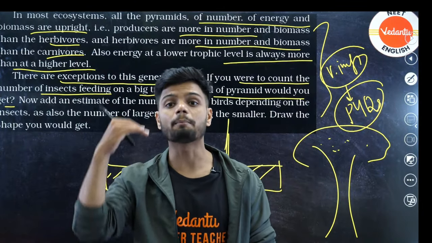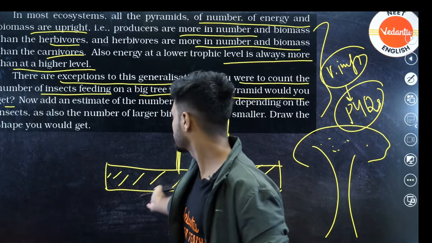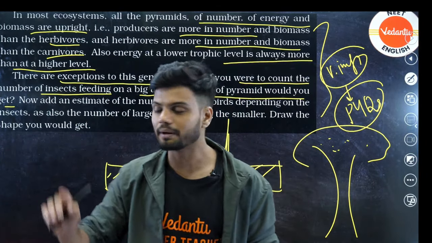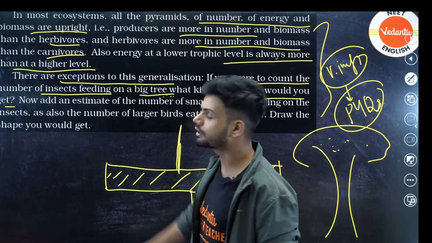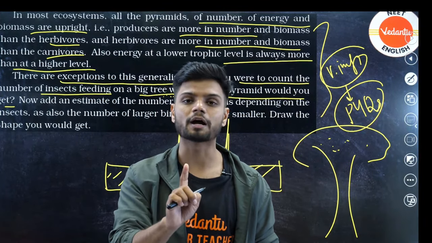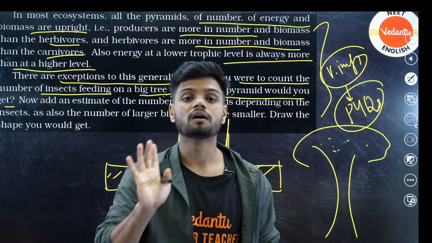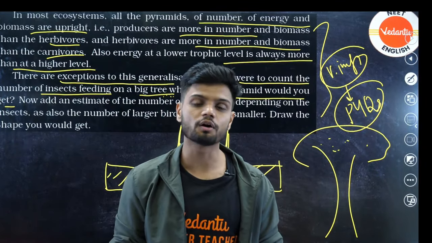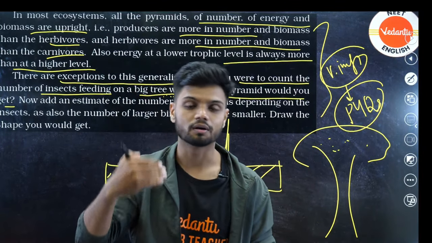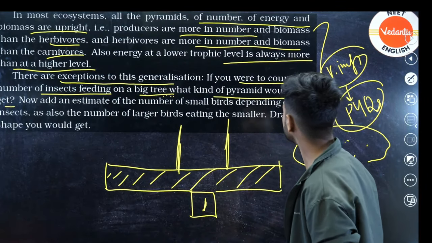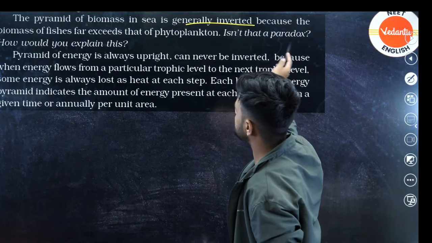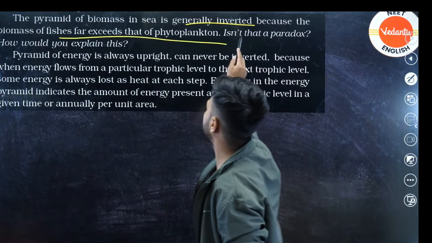Pyramid of number is upright in a forest, but inverted in a tree. For number, for biomass it is different, but here it is actually for number. This question has come for number also. Pyramid of biomass is upright in terrestrial ecosystems. Pyramid of biomass is inverted in aquatic ones. Remember my words. Pyramid of biomass in the sea is generally inverted because the biomass of fishes far exceeds that of phytoplankton.